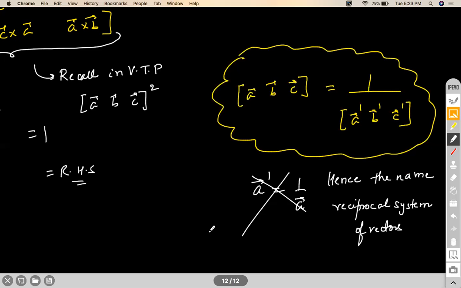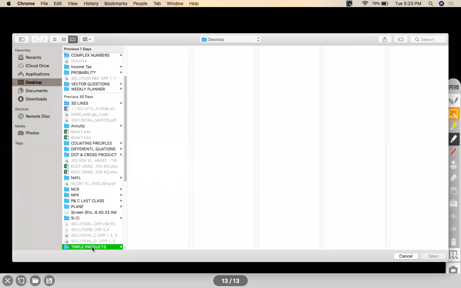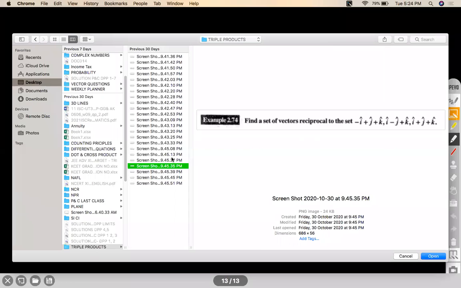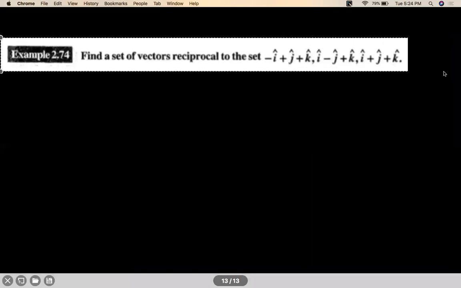Now this concept we will not spend too much time on because it is not a very hot concept, as I discussed with you. But yes, we'll take some problems so that our understanding is clear with respect to this. So let's have this exam question. Find a set of vectors reciprocal to this set.